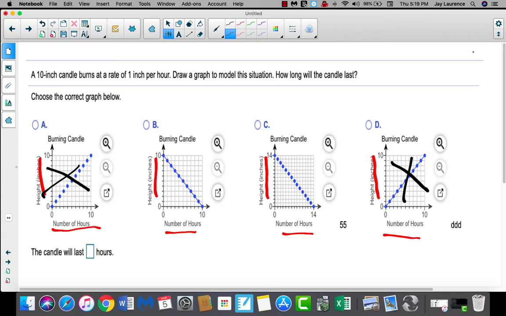Same thing is happening. Now, if you could decide whether this is discrete data, like this, or continuous data like that, the candle's getting smaller, it's got to go down to the right, it has a negative slope, you could answer this question without doing any work.